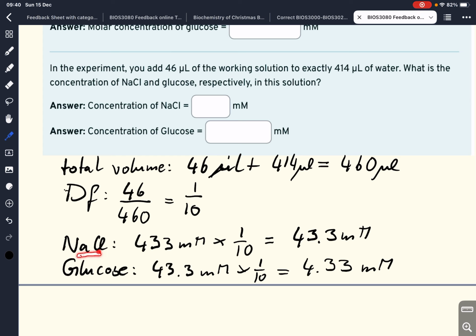So for our sodium chloride solution, we have a 433 millimolar that we had initially. And if we dilute that 1 in 10, then it is a 43.3 millimolar solution. For the glucose, we have calculated that our molar concentration is 43.3 millimolar. And again, if we dilute that 1 in 10, then we get a concentration of 4.33 millimolar for this solution.